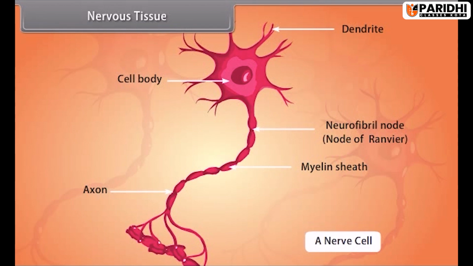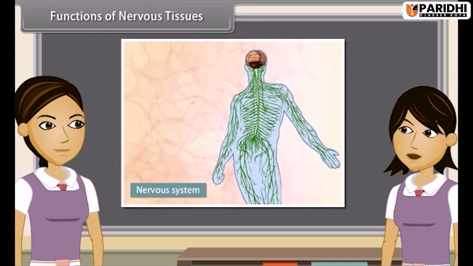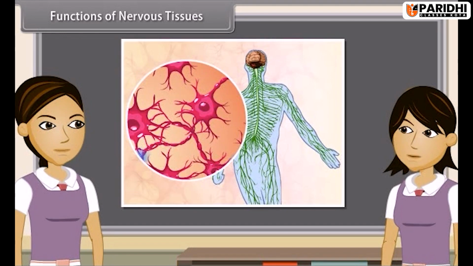Axon forms fine branches terminally. Each branch ends in a swollen structure called synaptic knob or bouton. Axon is also called nerve fiber. An individual nerve fiber is about 1 meter long. Functions of nervous tissues. The dendrites receive impulses and the axon takes impulses away from the cell body. Impulse is the passage of electrical activity along the axon of a nerve cell.